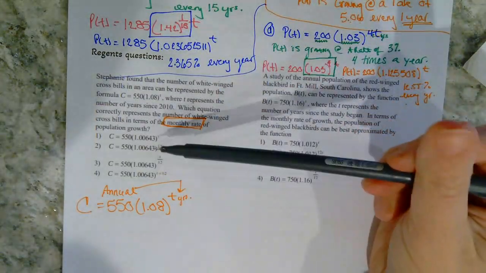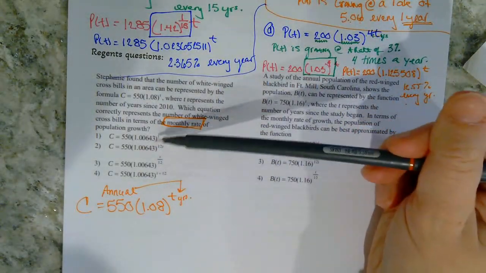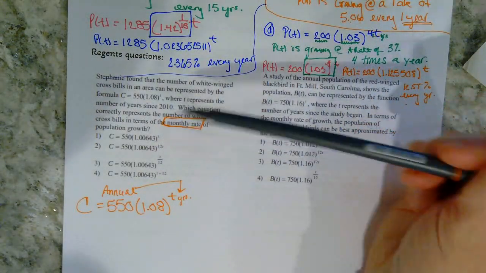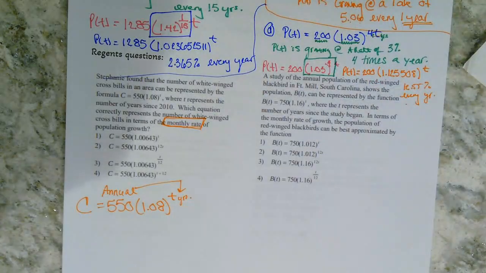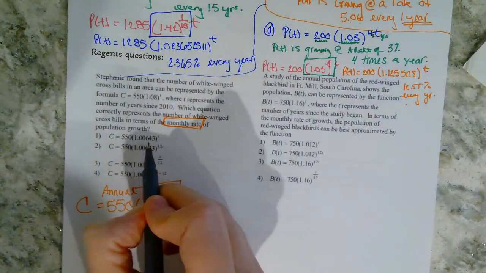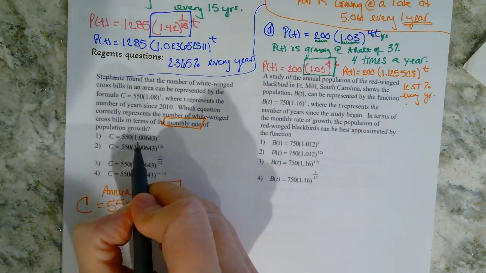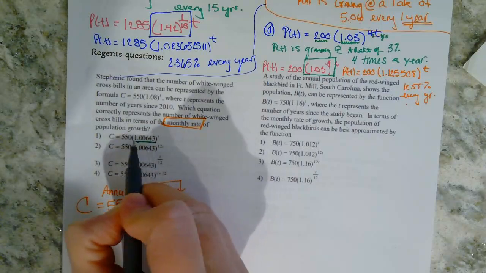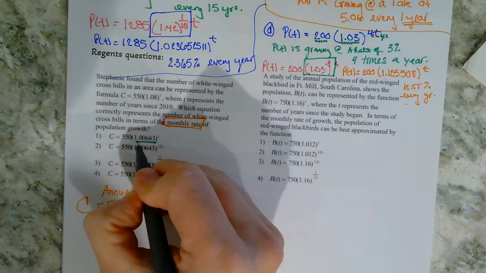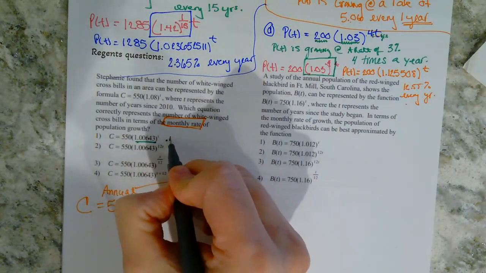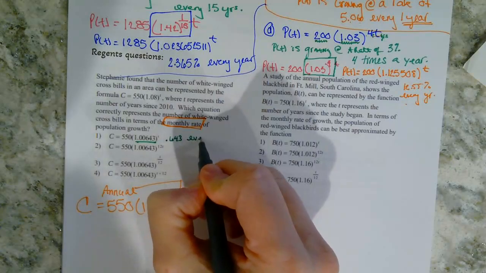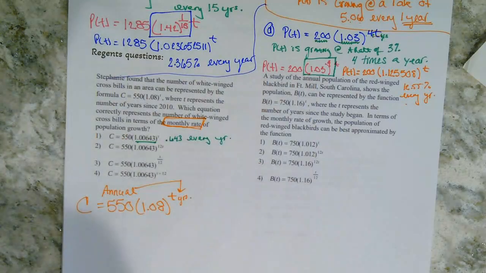So obviously, as I look at these choices, they all have something to do with a 12 except this one. Okay, and monthly kind of makes me think 12. So let's kind of break this down. This one says that this is increasing, this is growth, right? Because it's greater than 1. This one says it's increasing at 0.643 every year.